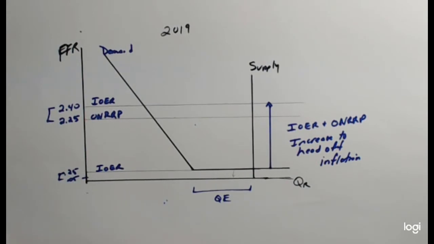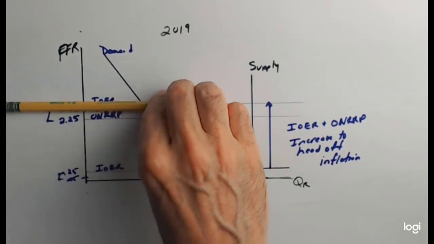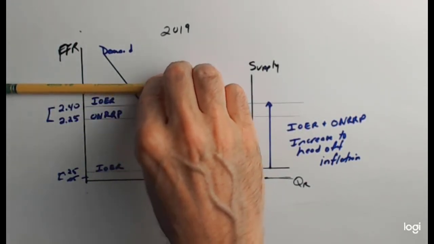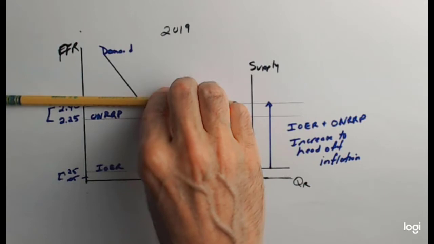Now look carefully at that upper range. Is it in any way associated with where supply and demand meet? And the answer is no. There's a supply curve way out on the right, and you just have by decree the range of 2.4 to 2.25. The demand curve really doesn't have any play in this scenario.